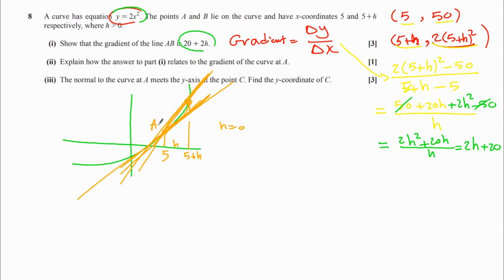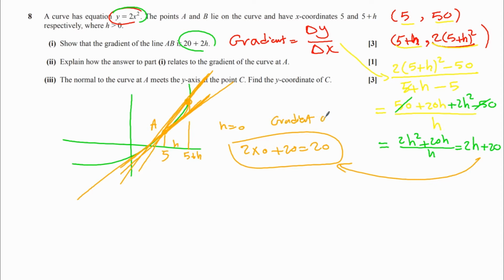So if I put h equals 0, basically what we want to say is that the gradient of the curve at point A equals 2 times 0 plus 20, which is 20. So I'm just replacing the h with 0, and that would be the gradient at point A.